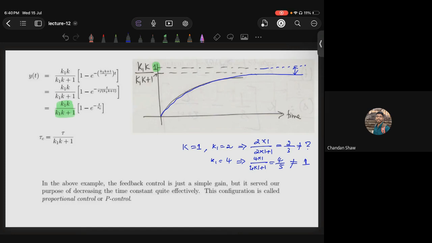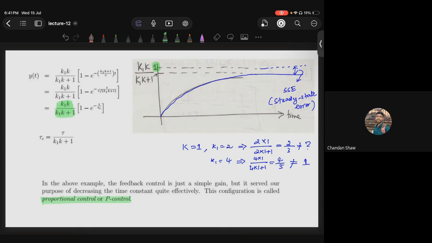So what is this difference called in our language? That is called the steady state error. So this is called the proportional controller. Simply what we are doing, for K of S, we are choosing the value of K1, then we are following the entire derivation, and finally we are plotting it.